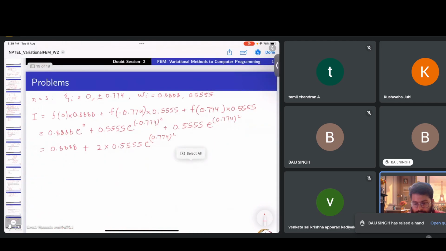Now for this case we have 0.774 squared is 0.599 and the exponential of this is 1.8204, and multiplied by 2 we get 3.64087, plus we have 0.888, so we get 4.5297.